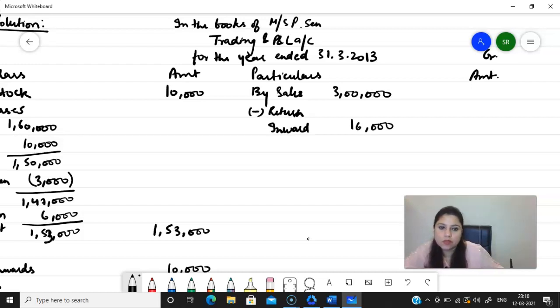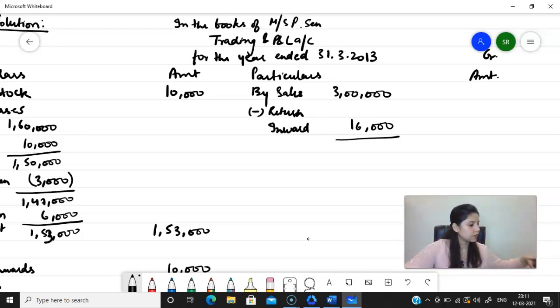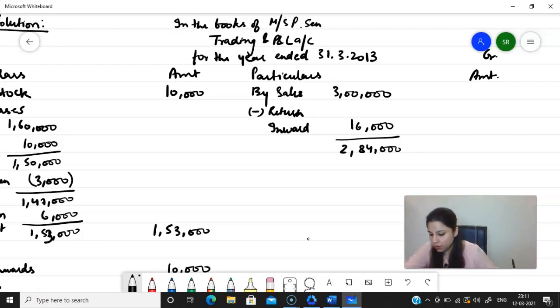So 3 lakh minus 16,000 amounting to, just a second please, 3,60,000. 3 lakh minus 16,000 comes out to be 2,84,000. And also the goods that we have added in the purchases, so that would be a part of stock apart from, so this would be the net expense.